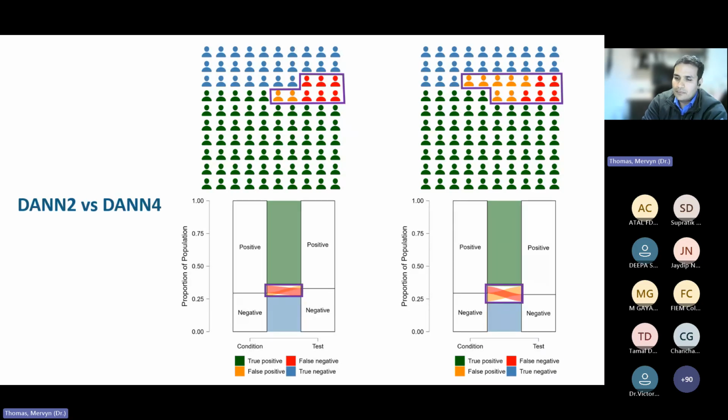So the people icons represent different populations. Blue are the true negatives, the people that were correctly classified as negative. The green is those that are the true positives. The red is the false negatives, and the orange is the false positives. And the bar chart basically just shows the proportions a little bit more clearly.